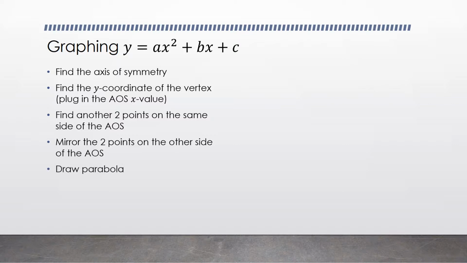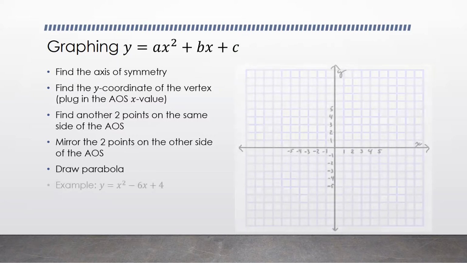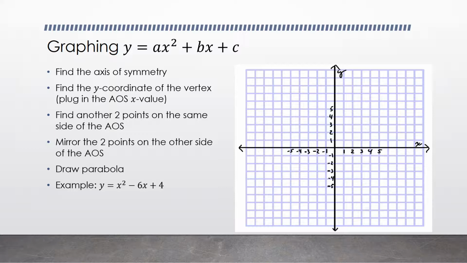Then, draw your parabola. Let's do a guided example together. y equals x squared minus 6x plus 4. Let's first find the axis of symmetry. x is equal to negative b, which is negative 6. Be very careful with that, we have a double negative there, over 2 times a, and in this case a is 1. This gives me 6 over 2, which is equal to 3. So my axis of symmetry is x equals 3.